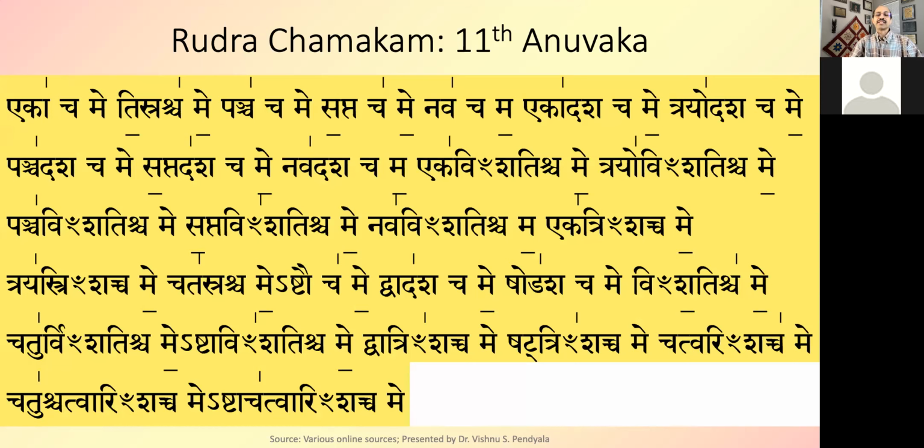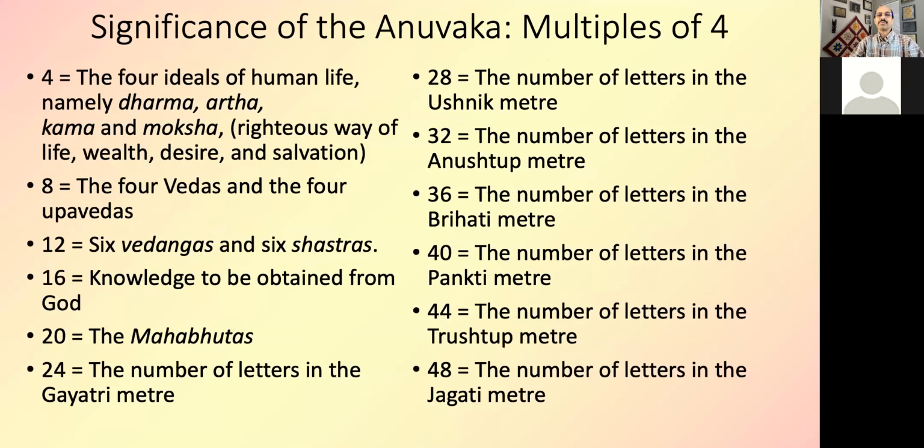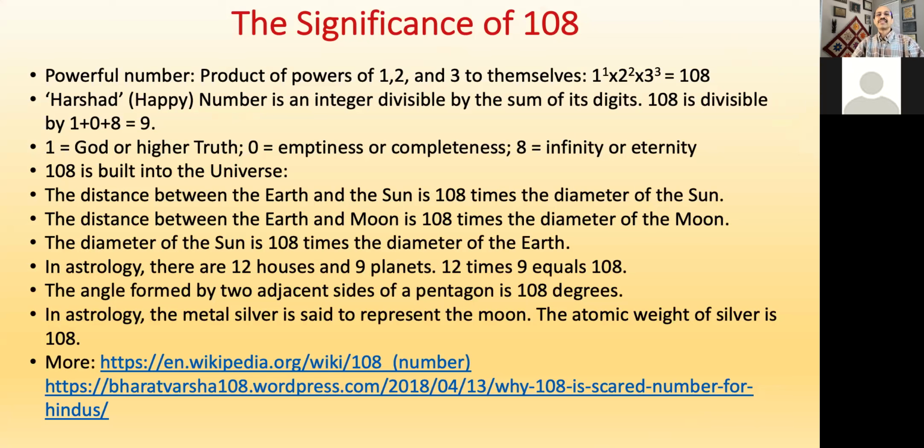Ekachame, Tisraschame. So this basically is a prayer to Lord Shiva to bestow upon us everything that is good in the universe. And we do that just by using numbers. So we saw the significance of the numbers in the Vedic hymn. So there are multiples of 4 and there are odds. Now today we are going to cover the significance of 108.